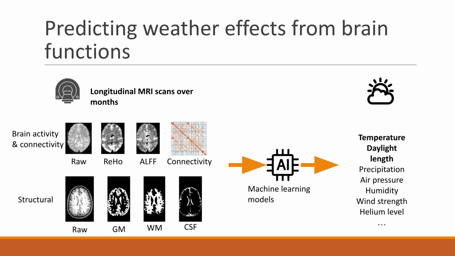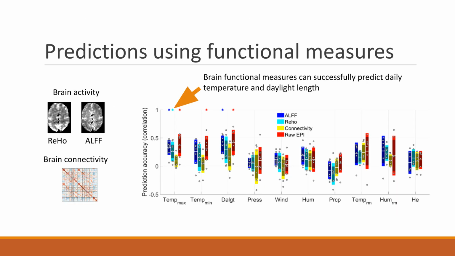Instead of asking, does the weather change the brain, we asked the AI the reverse. Can you look at this brain data and tell me what the weather is outside? If it can, it suggests the weather left a measurable footprint on the brain. First, we looked at using functional measures to predict the weather parameters. As you can see here, it was quite successful. Brain activity and connectivity measures could successfully predict daylight length and temperature.